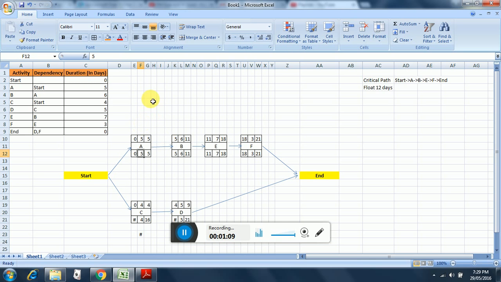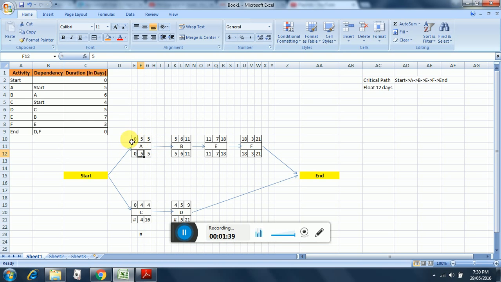So to start with, every activity has a start time of 0. There are 2 passes involved. To solve any such problem, you have to go by 2 passes. One is the forward pass, the second one is the backward pass. The forward pass represents the top portion of the flow, and the backward pass represents the bottom portion.